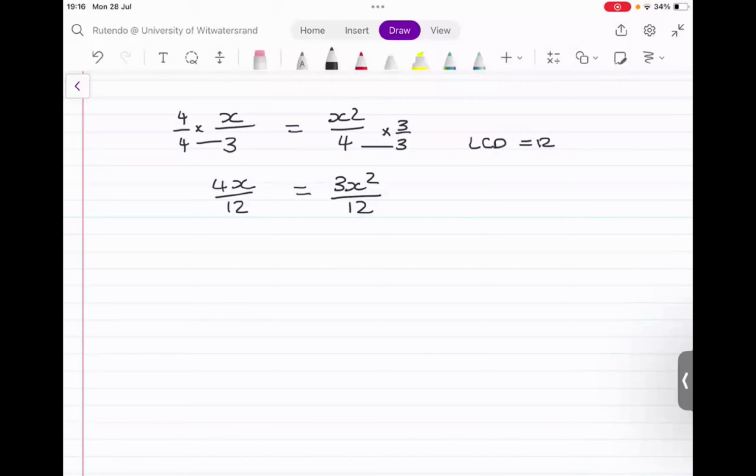Okay, so now I have the same bases, and when you have an equation with the same bases, you can drop them, because what you could do is multiply by 12 on both sides, and both of them would cancel out there. So we can drop those bases. So I'll have 4x equals 3x squared.